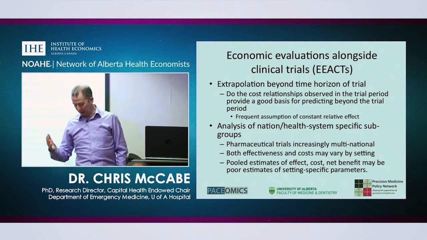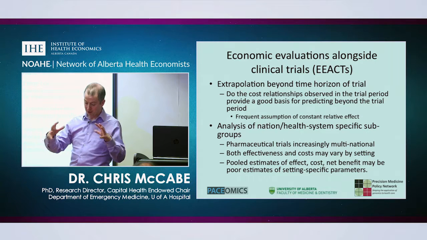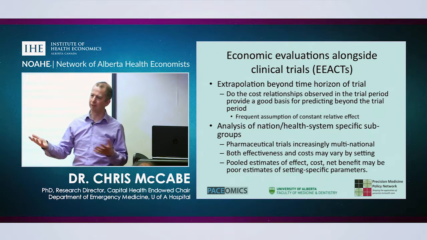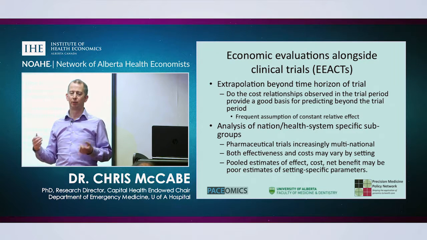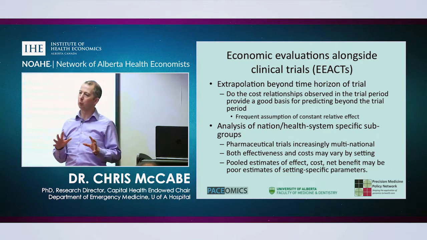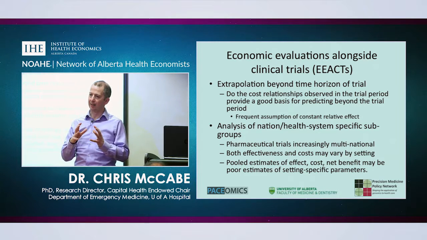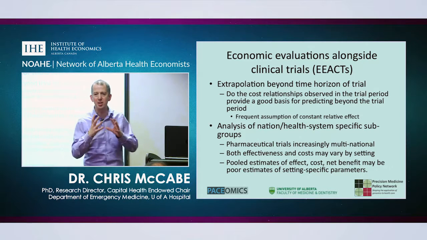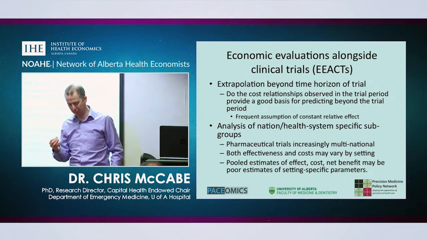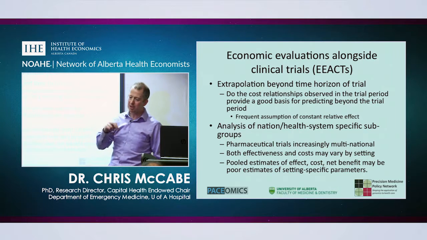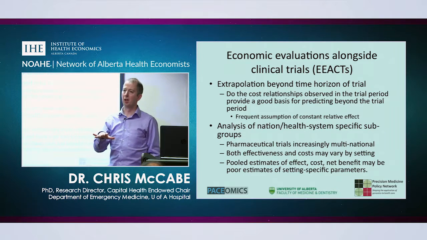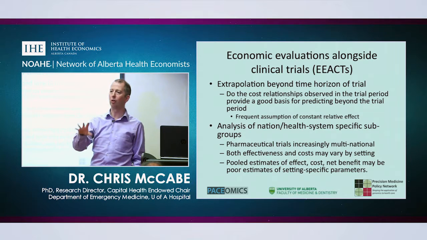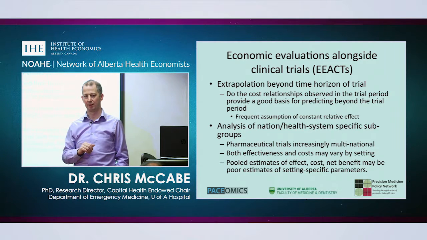What we see as well as the extrapolation is the question about, well, this trial took place in 14 different countries, 14 different health systems. Can we use that to tell us what we'd expect to see here? And so we see statistical approaches, econometric approaches, where we receive analyses that are subgroups of the trial data for the health system of interest.